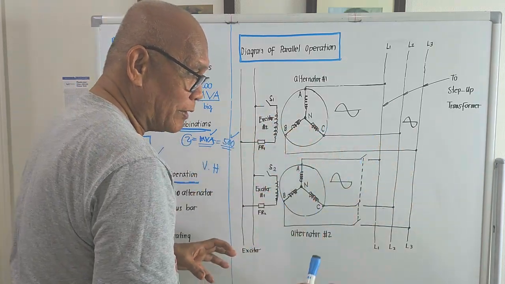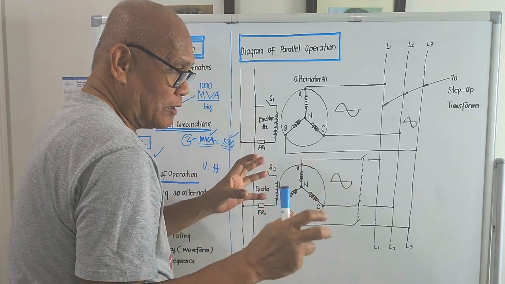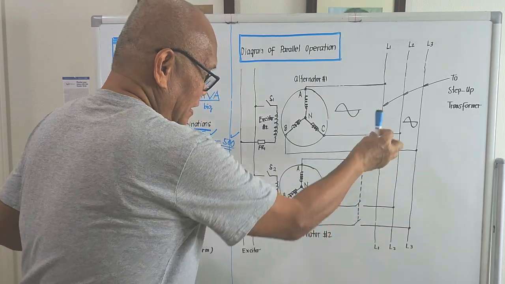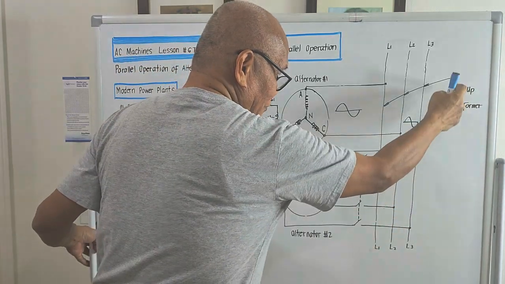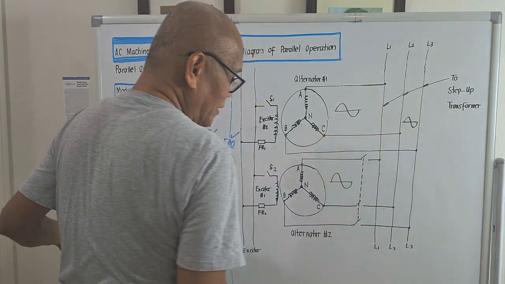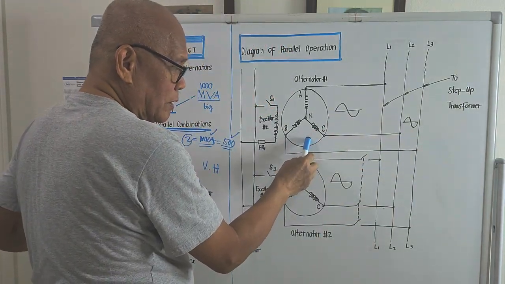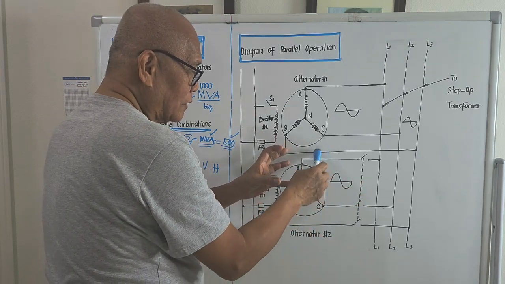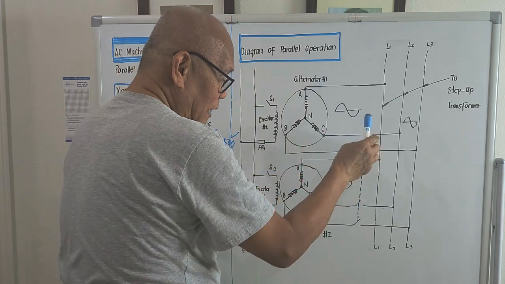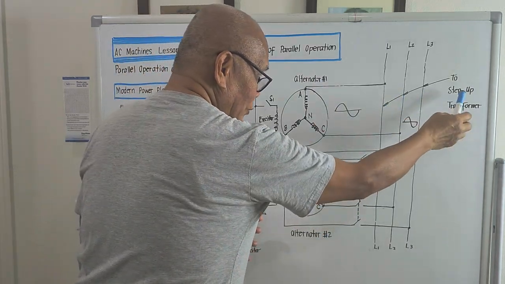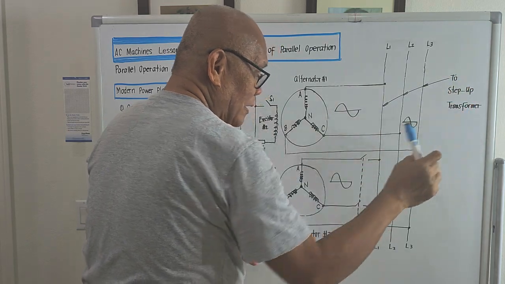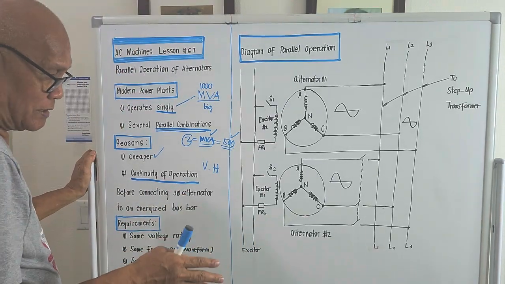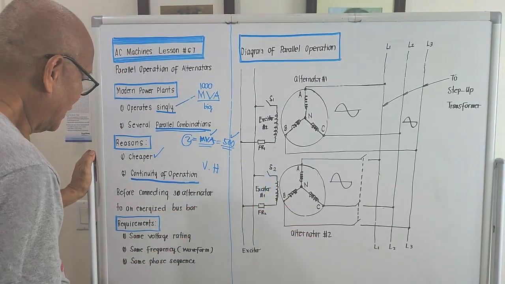There must be a requirement before we could connect a second alternator to the bus bar. Bus bar meaning line number 1 and line number 2 going to the step-up transformer. So assuming this alternator is running now, and we would like to connect a second alternator to help alternator number 1 deliver current to line number 1, line number 2, going up to the step-up transformer, there are some requirements needed for the operation to be smooth. And the requirements are these.